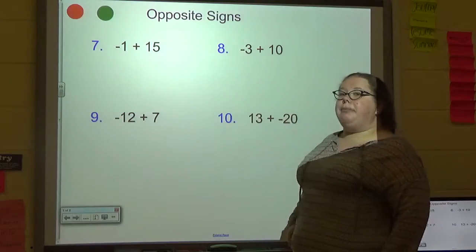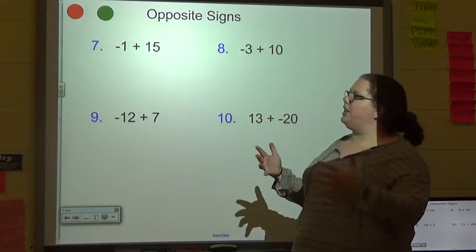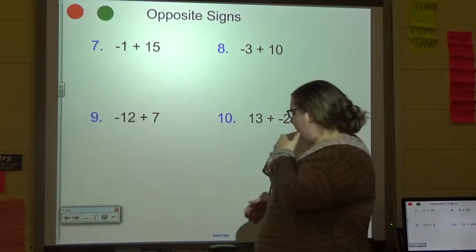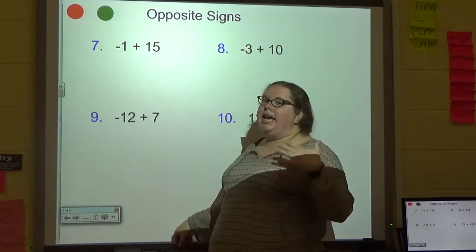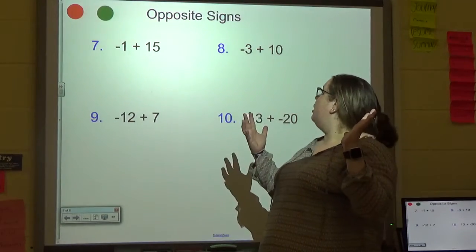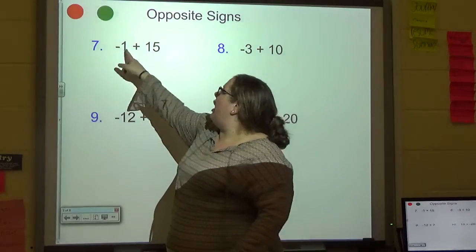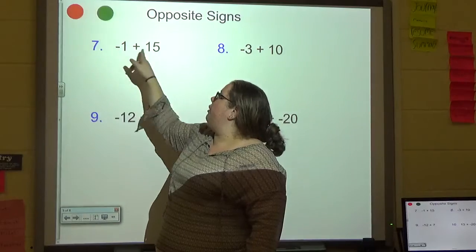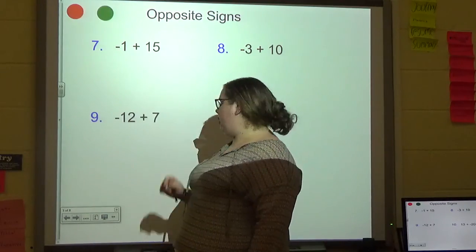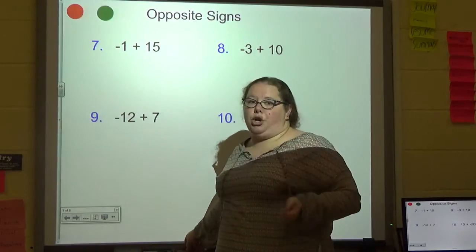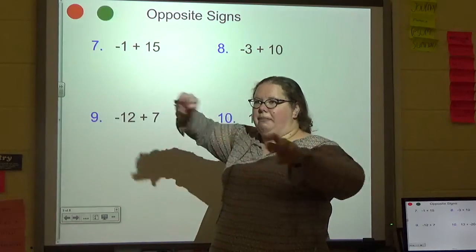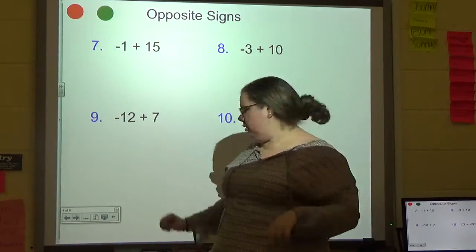Alright, so I want you to take a minute, pause the video, see if you can figure these out. First thing we're going to do is look: are they the same sign or opposite signs? They're opposite signs. One's negative and one's positive. I only see that one negative there. So that means I'm going to subtract, because I've got pieces that are canceling each other out.